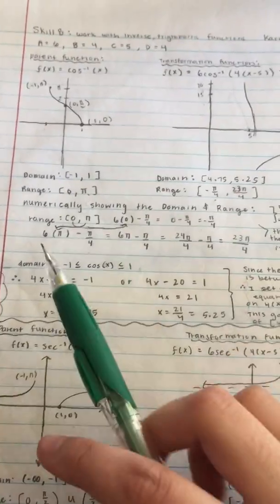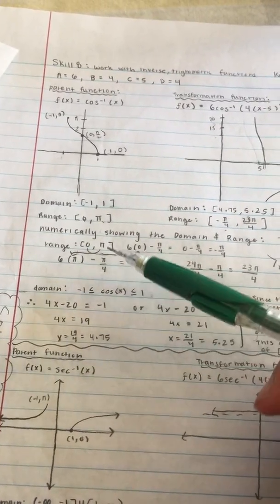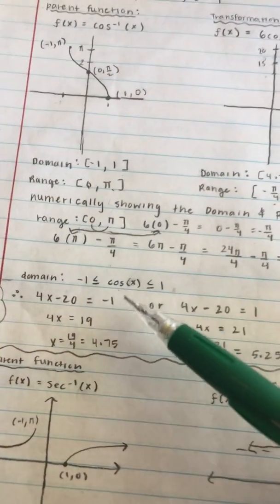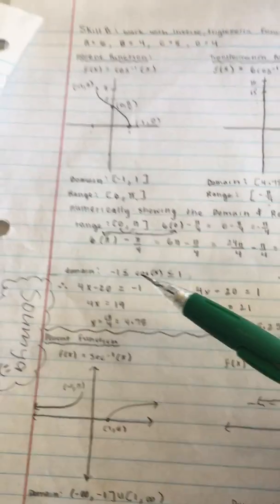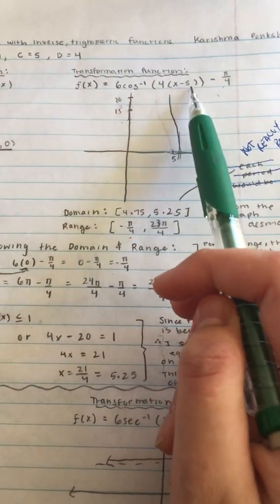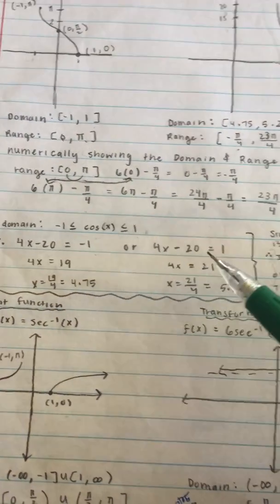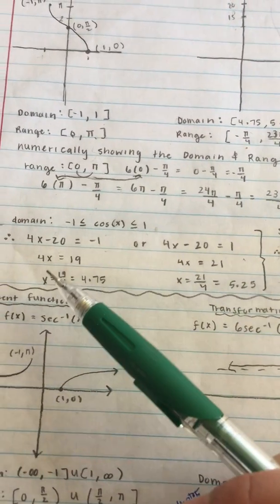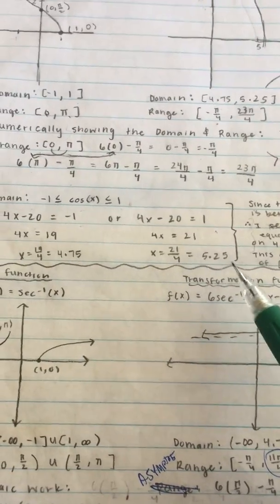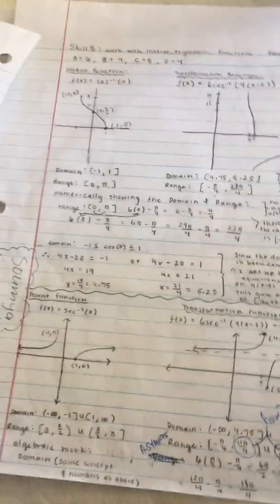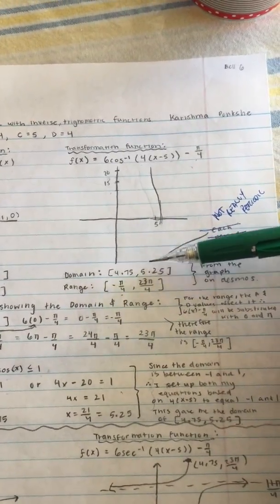Now for the domain, it's the B and the C values that affect it. Since the range is going to be between -1 and 1, I wrote -1 is less than or equal to cosine of x, which is less than or equal to 1. Then I set this 4x minus 20, it's minus 20 because it's 5 times 4, equal to -1, and I set it equal to 1. Then I solved for x, and I got 4.75 for one of them and 5.25 for the other. You could also find the domain by setting it equal to 0, but this is the method I chose. And this corresponded to the domain I got from Desmos.